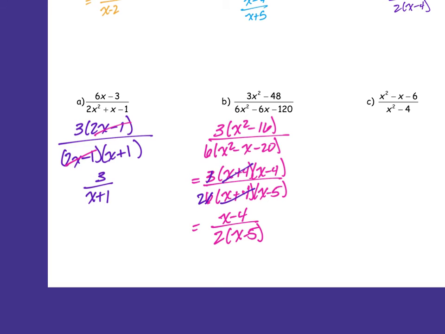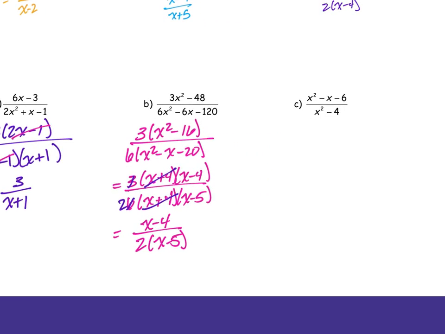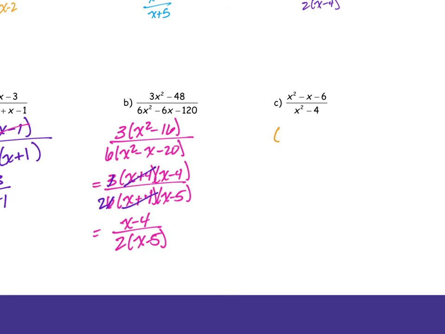Okay, talk to me. What? Oh, you can, okay. I didn't factor out the 3 on the top. Oh, yeah, you need to factor out the 3 on the top. Okay. And then for C, let's see, x minus 3 and x plus 2 all over x plus 2 times x minus 2. And the x plus 2's go away. So I get left with x minus 3 divided by x minus 2.